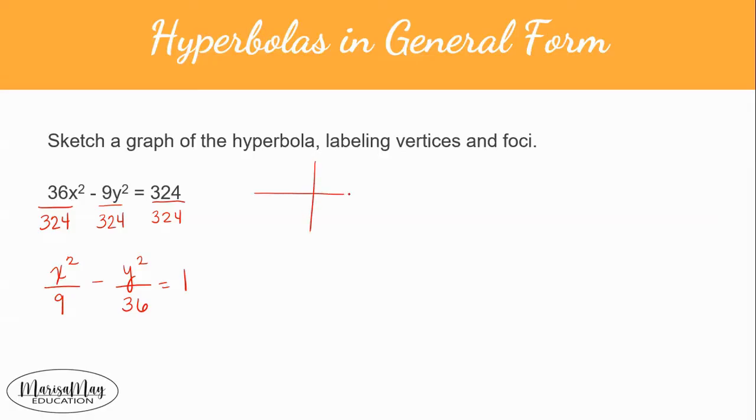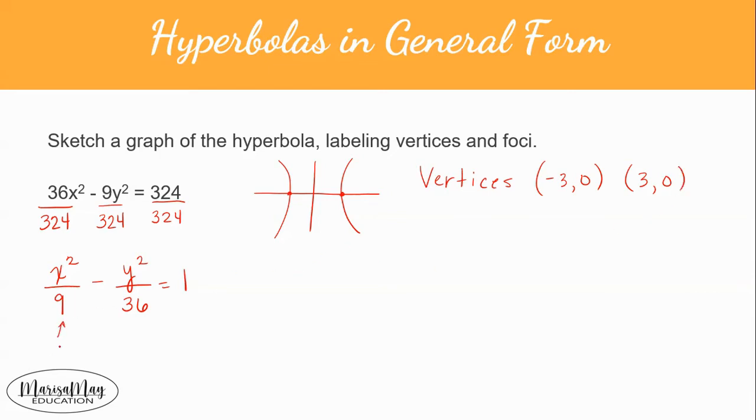Now I'm going to draw a sketch of that graph. You may want to take a snip of the graph from Desmos. May be a little bit better depending on what you are needing. So we had vertices at (-3, 0) and (3, 0).